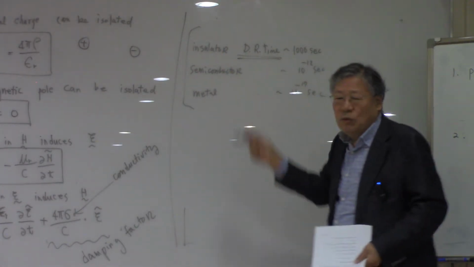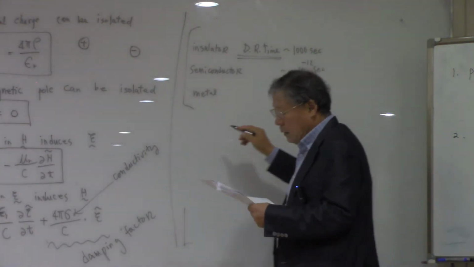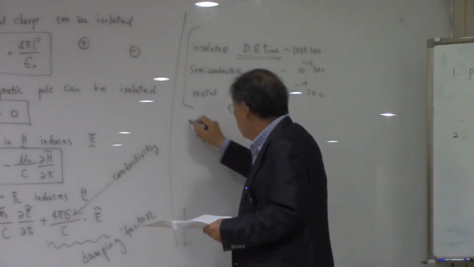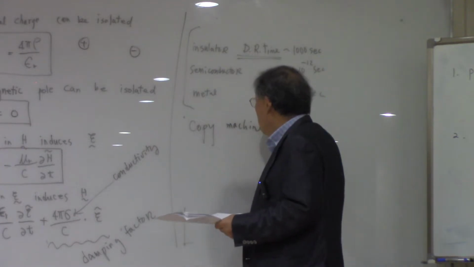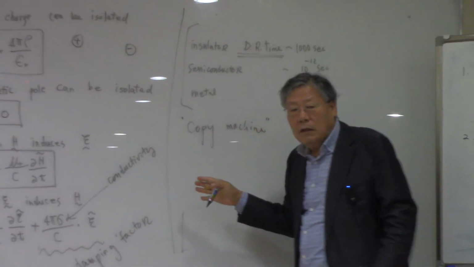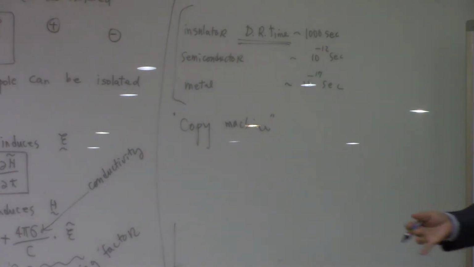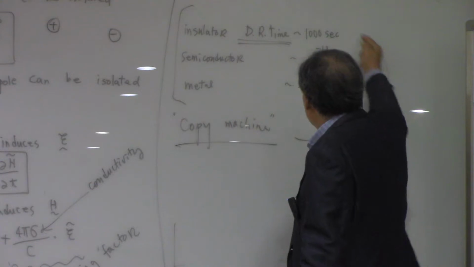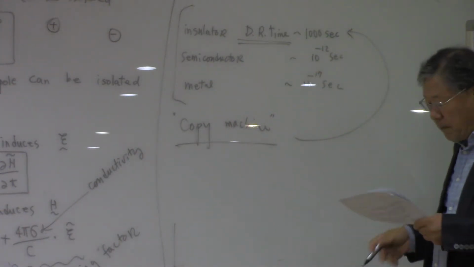What is the use of the dielectric relaxation time? The copy machines should have a long dielectric relaxation time to copy any materials, okay? So it has to use an insulator for this copy machine.